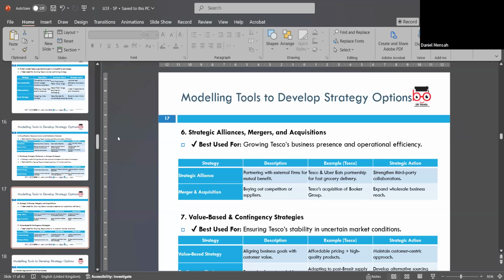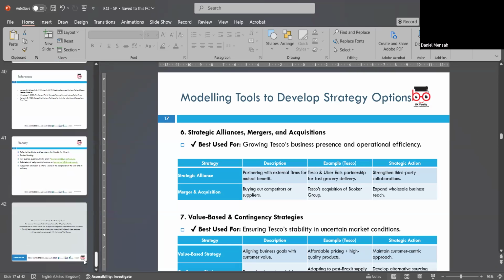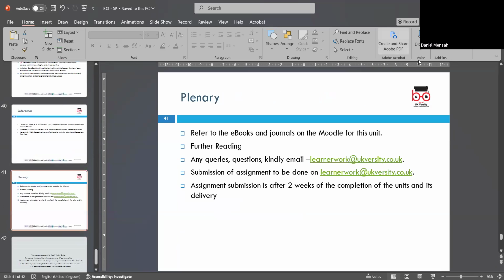Anyways, we are done with today's session. Must do the further reading. Books and resources are available on the Moodle. So tomorrow I will explain the assignment brief, and tomorrow is our last session of this module.